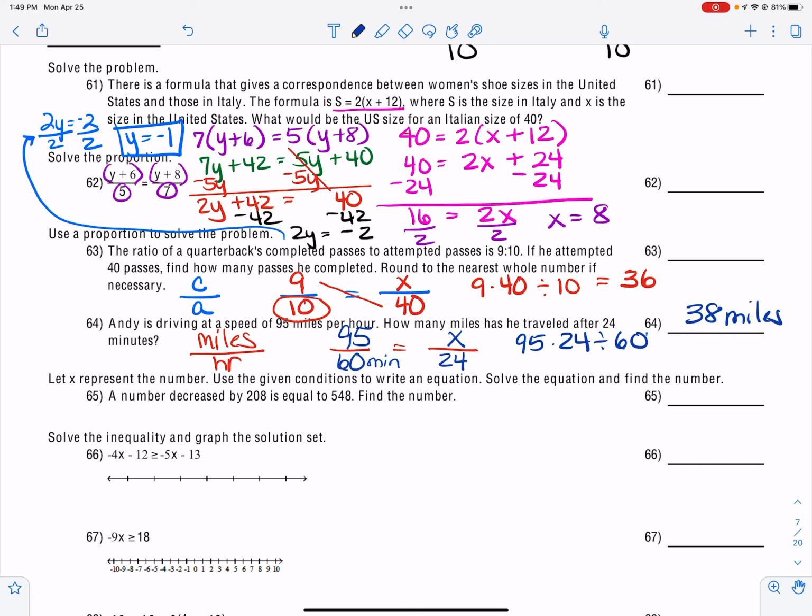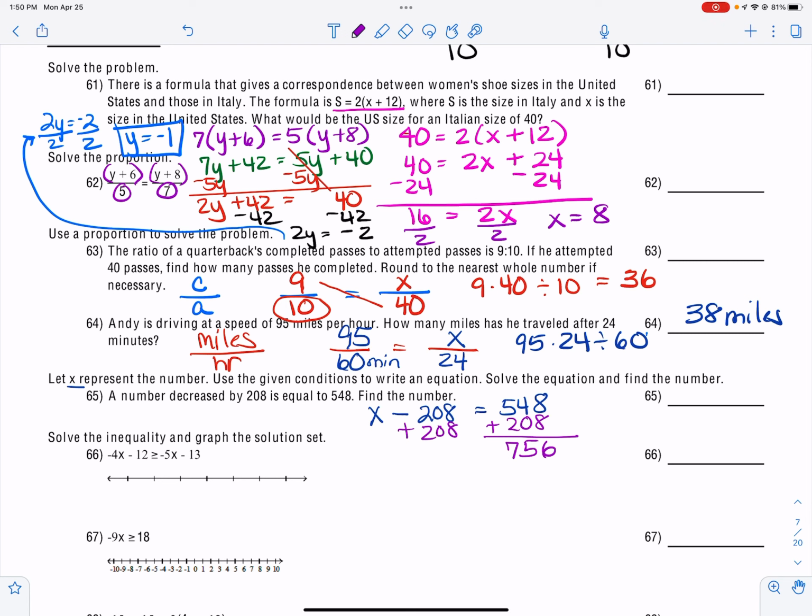Okay? All right, so now we're going to be translating words into an equation, and then we're going to solve it. So it says let x represent the number. So a number decreased by 208 is equal to 548. So that's just a pretty basic equation, and now we're going to solve it by adding 208 to both sides. And so we get 756.